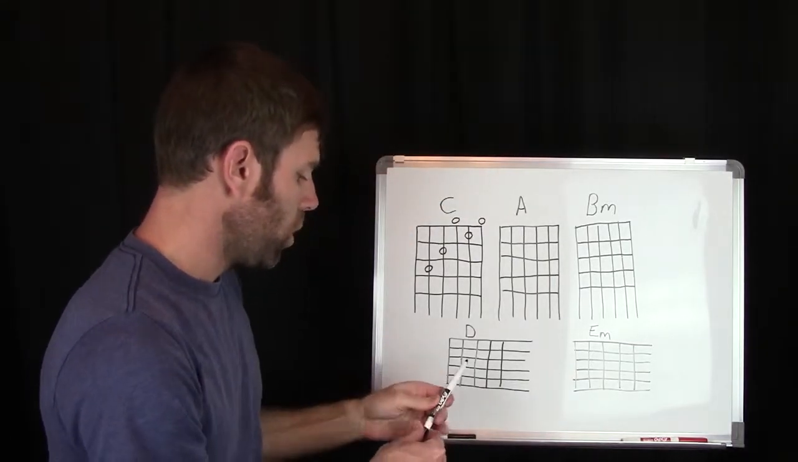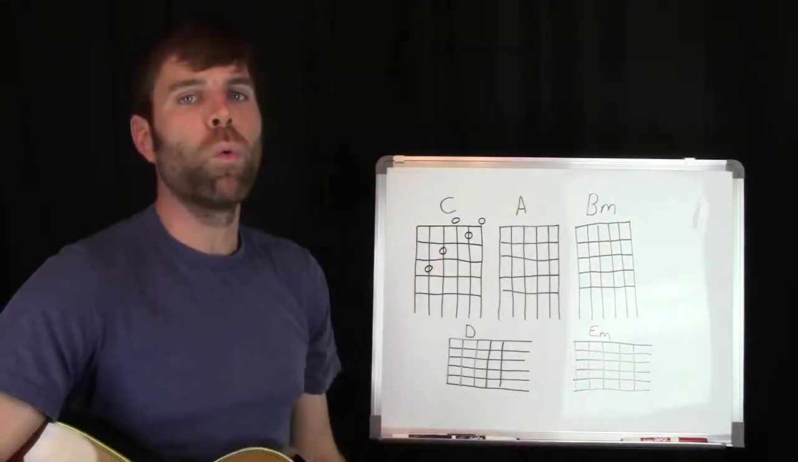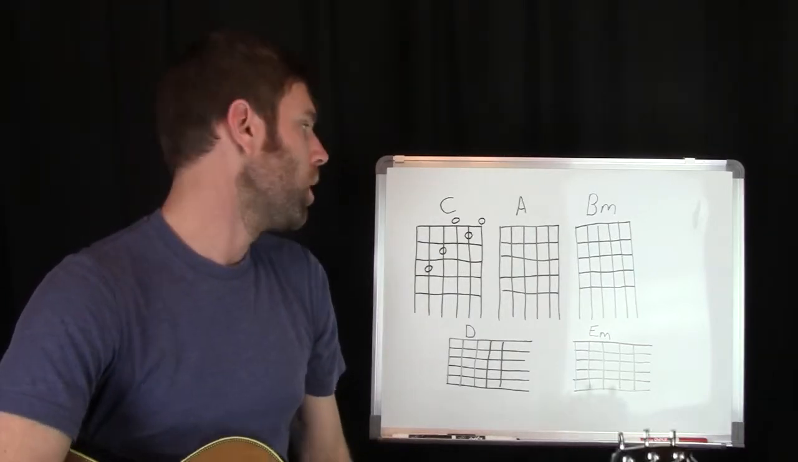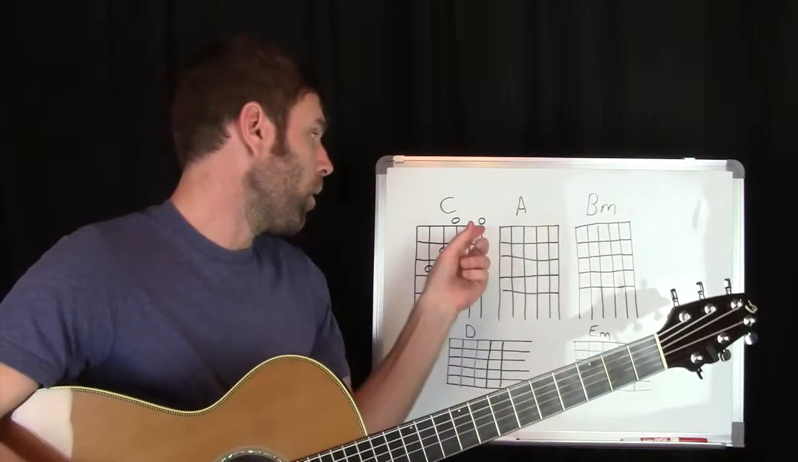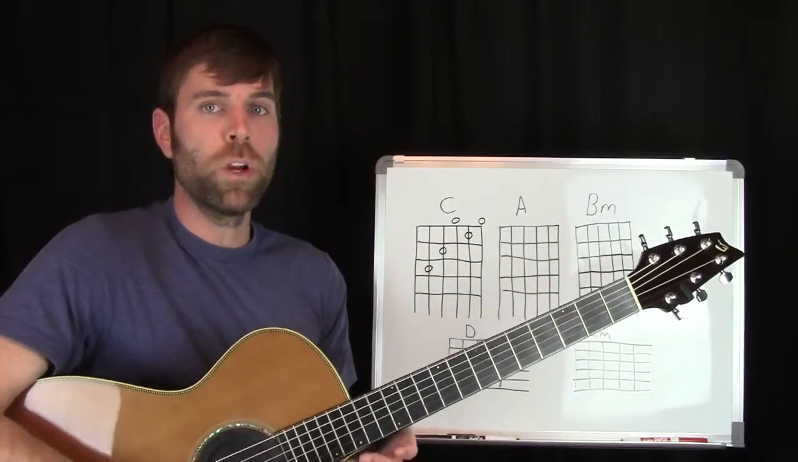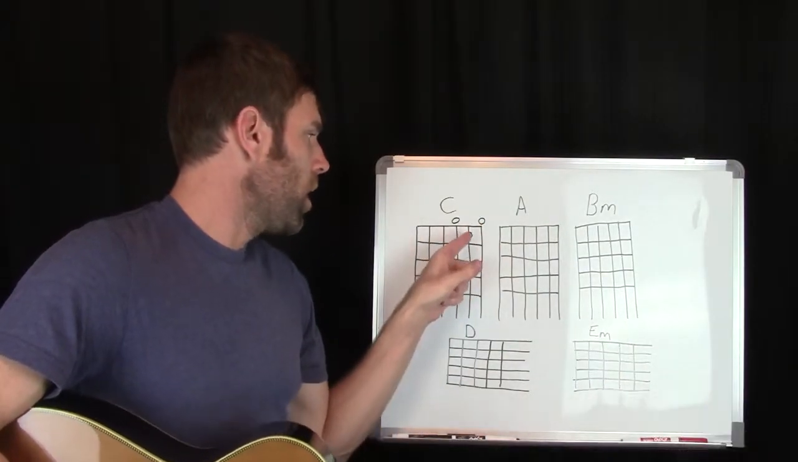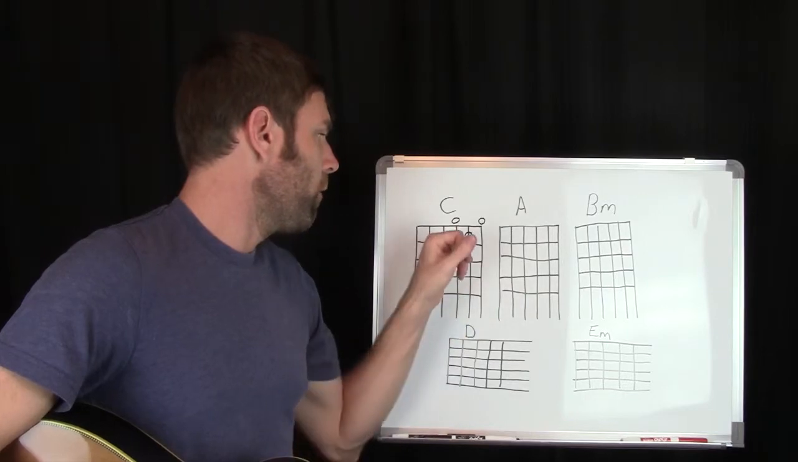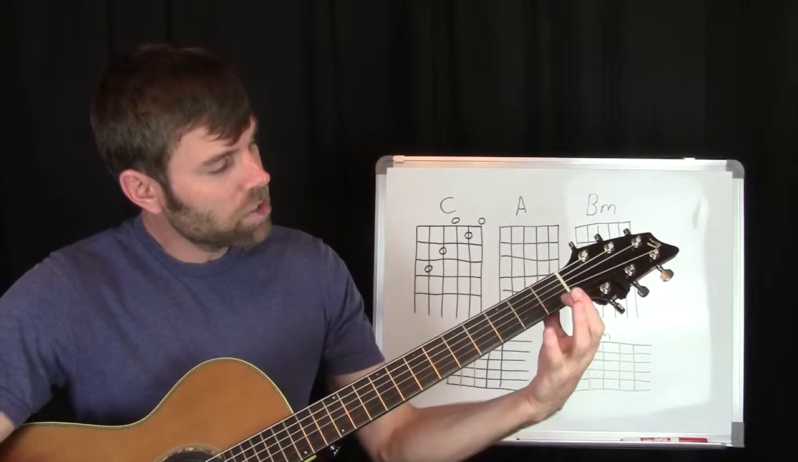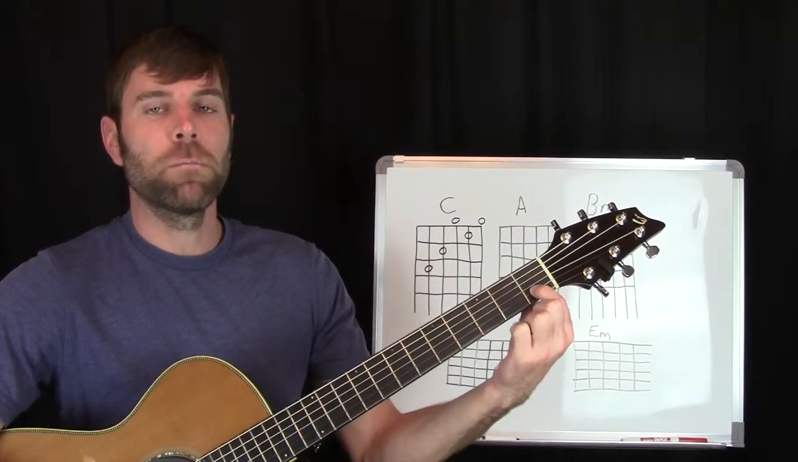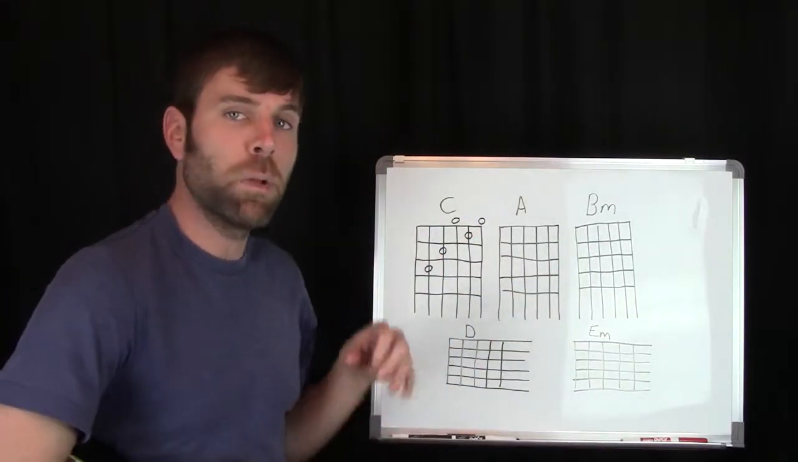What I like to do is have my students just go through one string at a time. So let's figure out the 1st string. Is there anything on the 1st string? On this one, no. So that one's open. We don't touch that with our left hand at all. Then we go to the 2nd string and we see a dot on the 1st fret of the 2nd string. So I place a finger there. All of this is going to be played at the same time.